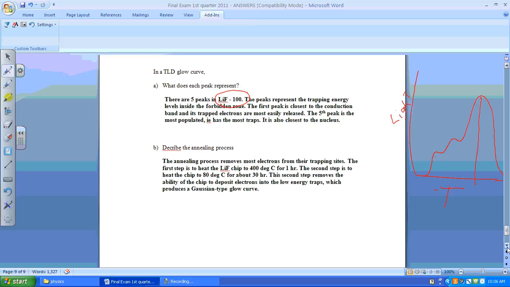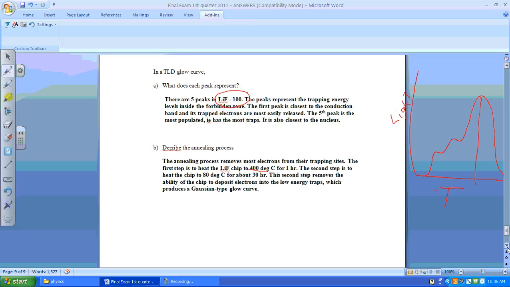I described the annealing process. That's part B. The annealing process removes most of the electrons from their trapping sites. So the annealing process is what you do after you've read it. Then you put it into, remember the 2 ovens I talked about? There was a low temperature oven and a high temperature oven.